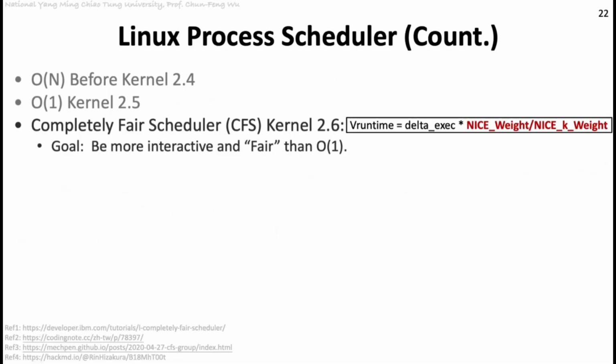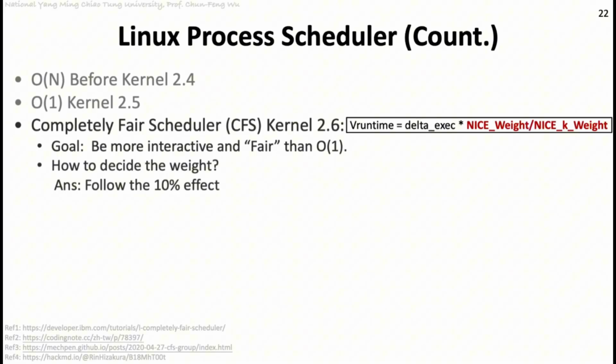Okay, so let's focus on the theory formula. We say we are going to multiply by the nice weight over nice k weight, right? The reason for this is to make the scheduler more fair. If all the processes are going to share this delta execution time, for example, 6 milliseconds, then how much can each process get? It depends on your priority. If you get higher priority, maybe you can get half of it, for example, 3 milliseconds. But we can make sure in these 6 milliseconds, all the processes can at least touch the CPU once.